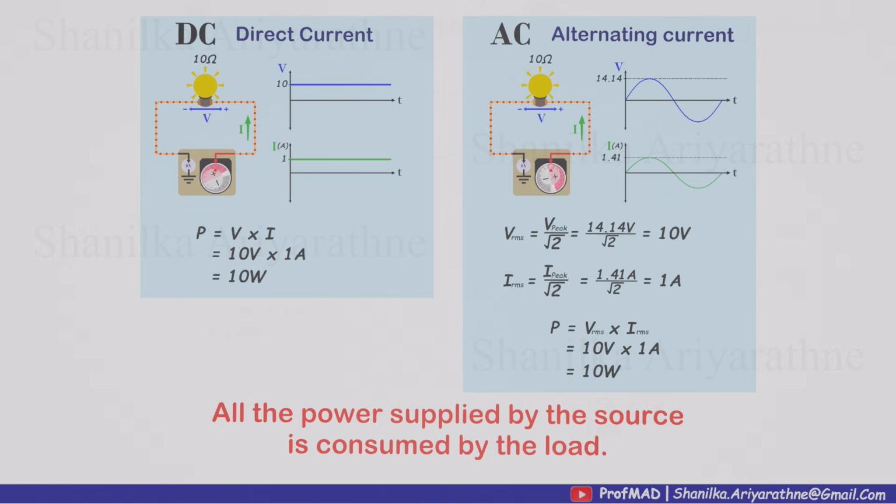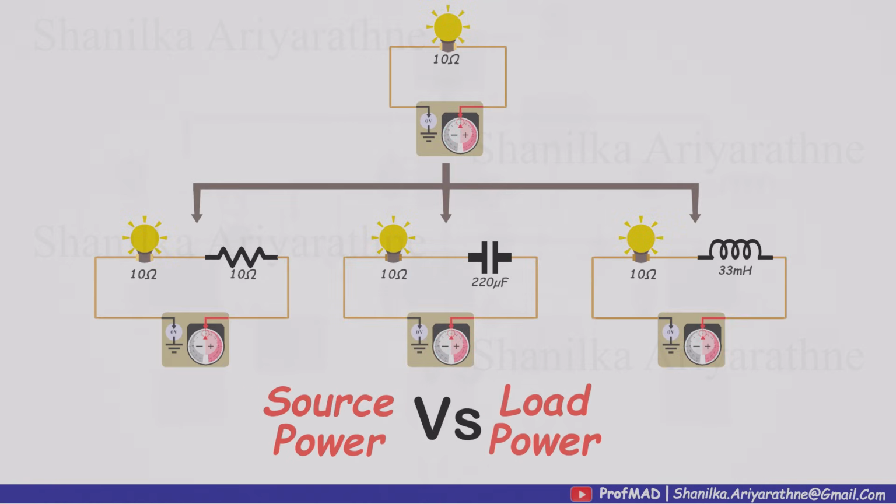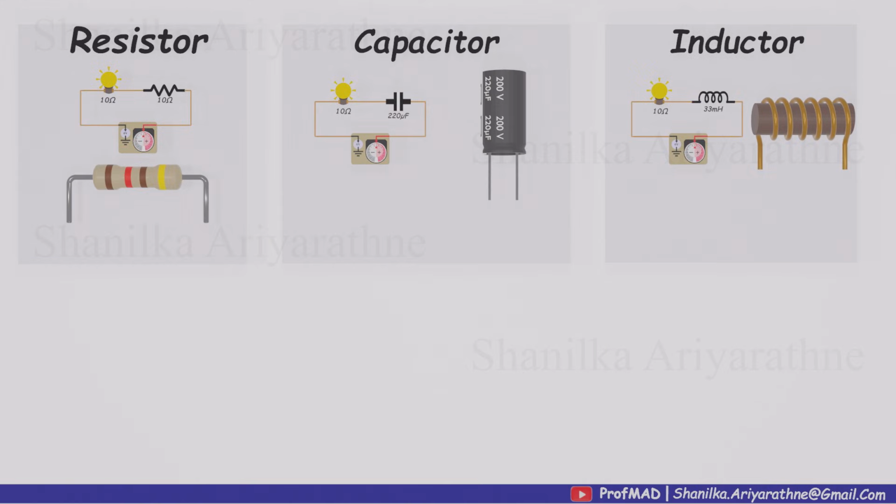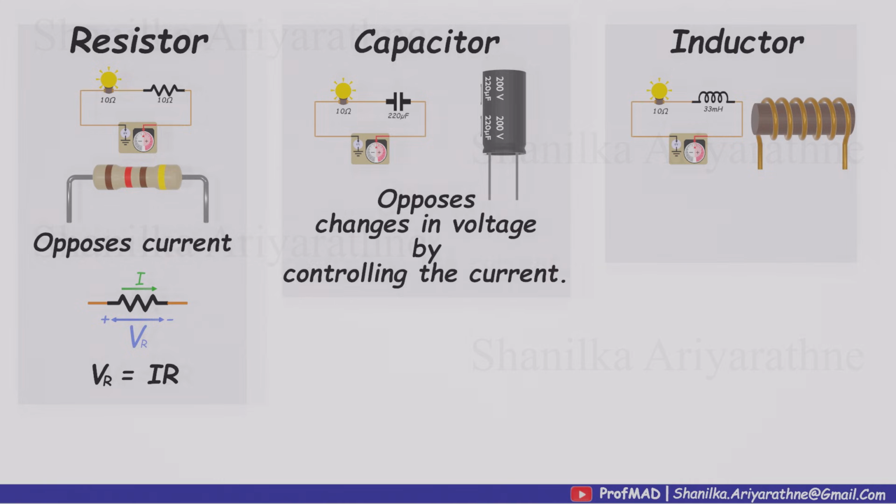Now let's see what happens to the load power when we add a resistor, a capacitor, or an inductor in series with the load. We've covered these components in earlier videos, so let's just do a quick refresher. A resistor directly opposes current. The voltage across a resistor is proportional to the current through it. If the current increases, the voltage increases proportionally. Simple and predictable.